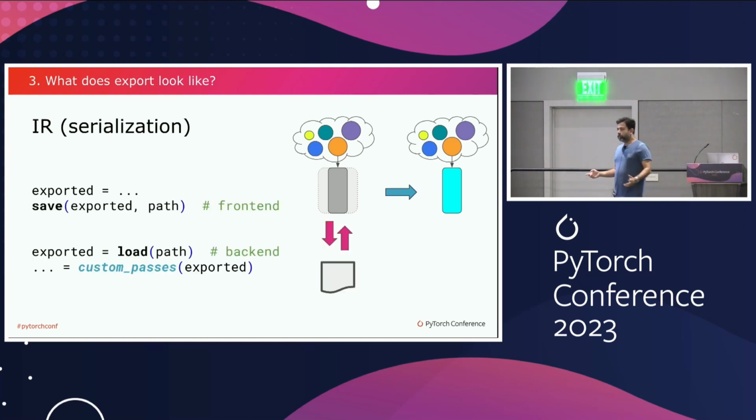Or you might want to give away the task of writing these custom passes to some backend, right? So you want to enforce a front-end, backend separation. Well, you would save and load your exported program, much like you would save and load a PyTorch model, right? Except that here we are not just talking about the model weights, but also the model code and all the extra information I just talked about, and also version information.